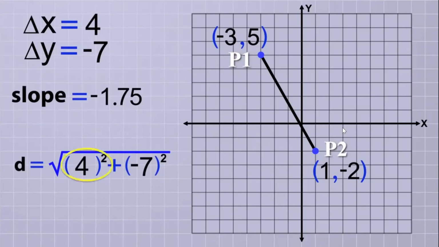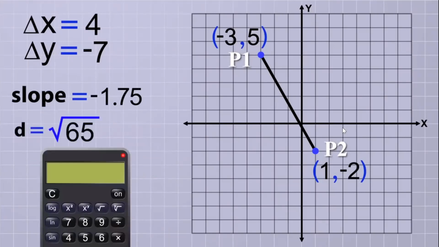4 squared equals 16, and -7 squared equals 49. That means the distance is the square root of 16 plus 49, or the square root of 65. That root can't be simplified, but we can use a calculator to convert it to a decimal if we want to, giving us a distance of 8.062 rounded to 3 decimal places.